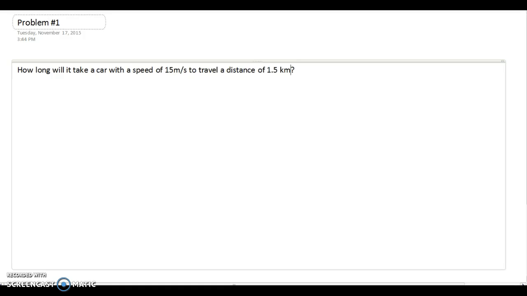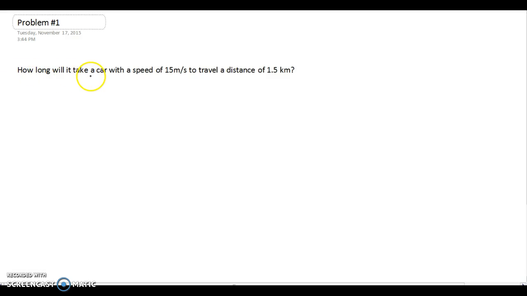Okay, here's the first sample problem I would like to do for you guys. The problem is asking us, how long will it take a car with a speed of 50 meters to travel a distance of 1.5 kilometers? So let's write down the information that's given to us. We're given the speed of 50 meters and the distance of 1.5 kilometers.